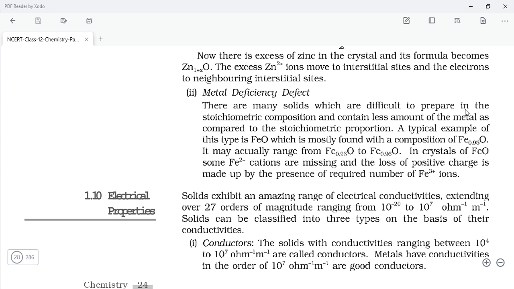1.10 Electrical properties. Solids exhibit an amazing range of electrical conductivities, extending over 27 orders of magnitude, ranging from 10 to the power minus 20 to 10 to the power 7 ohm inverse meter inverse. Solids can be classified into three types on the basis of their conductivities.